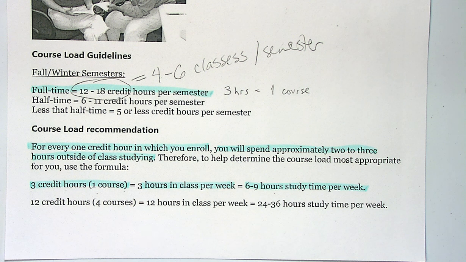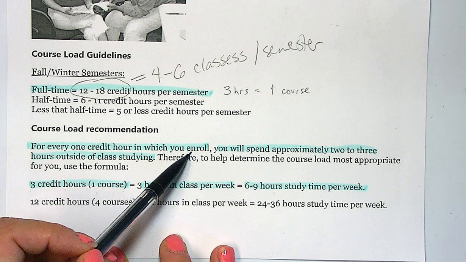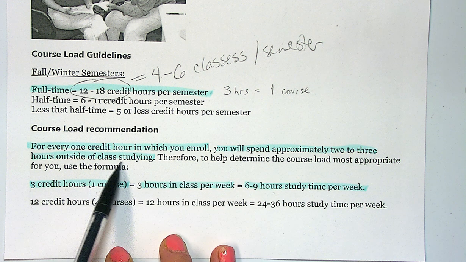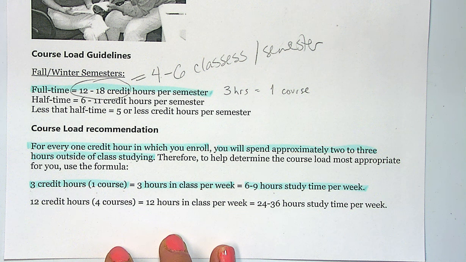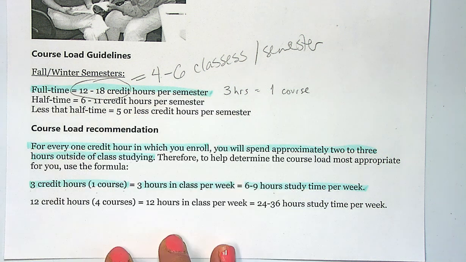So if you understand the information that you read, you can do some math with some facts. If you have some facts, you can do some math and you can make it into a little bit different information. But let's take a look at my sentence. For every 1 credit hour in which you will enroll, you will spend approximately 2 to 3 hours outside of class studying. So 1 credit hour equals 2 to 3 hours.